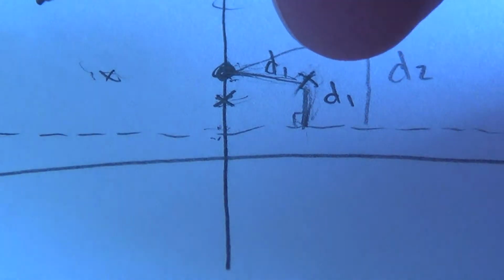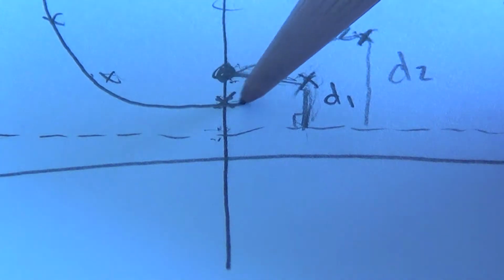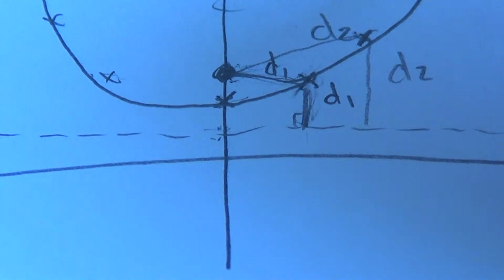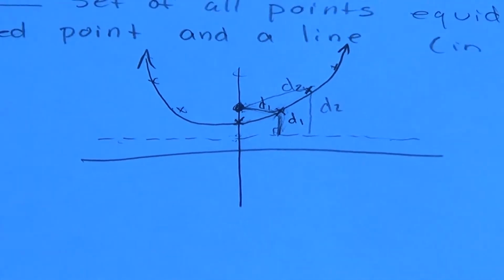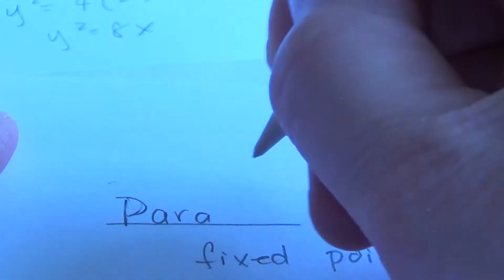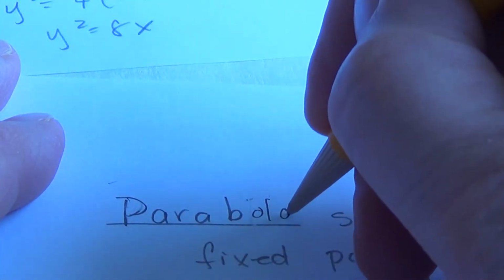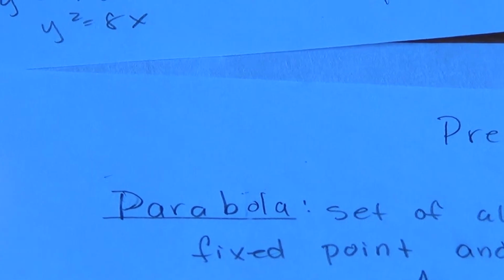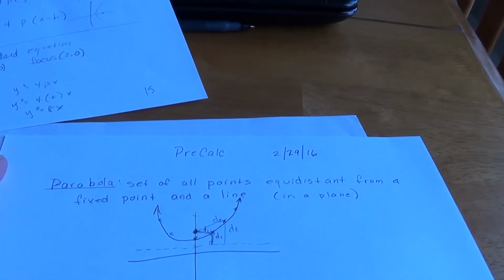When we have all the points that meet this requirement, we are smiling because we are looking at a smile, and that is called a parabola. So go back and fill in the word parabola. A parabola, then, is the set of all points equidistant from a fixed point and a line.